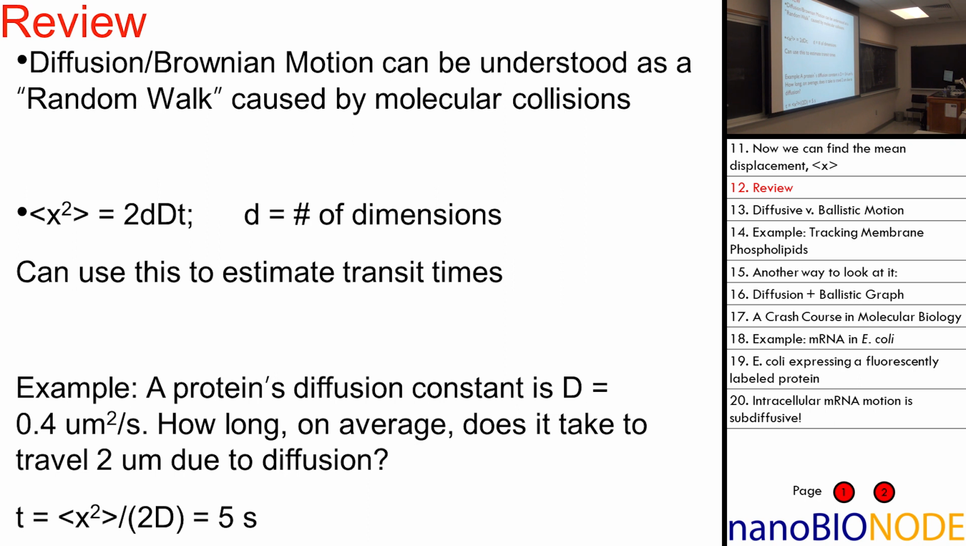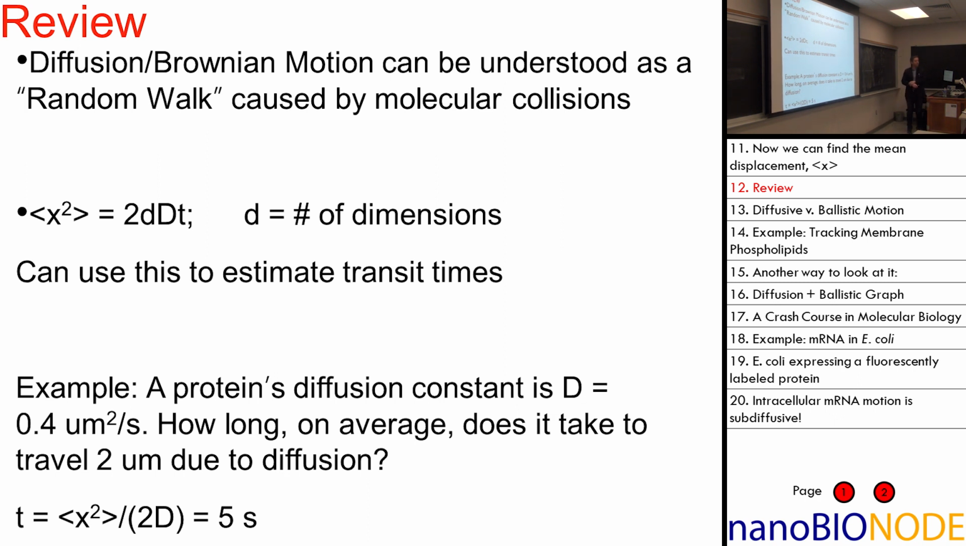And what you wind up getting is 5 seconds. So you can use values of the diffusion coefficient to give you some sense of how long on average it takes things to travel inside a cell due to diffusion. So for this particular protein to travel 2 micrometers, it would take on average about 5 seconds. Okay? Does that make sense?